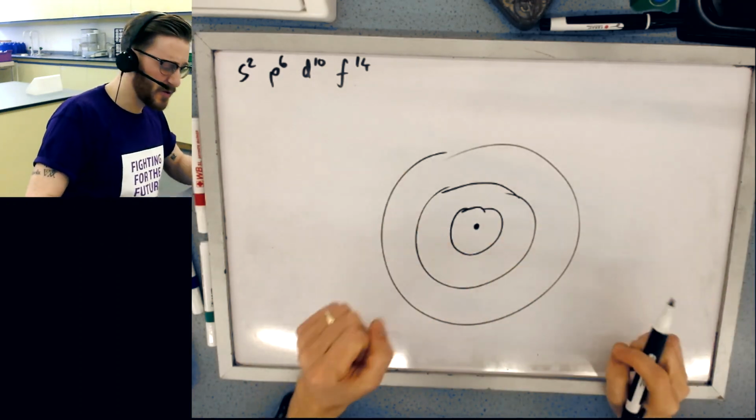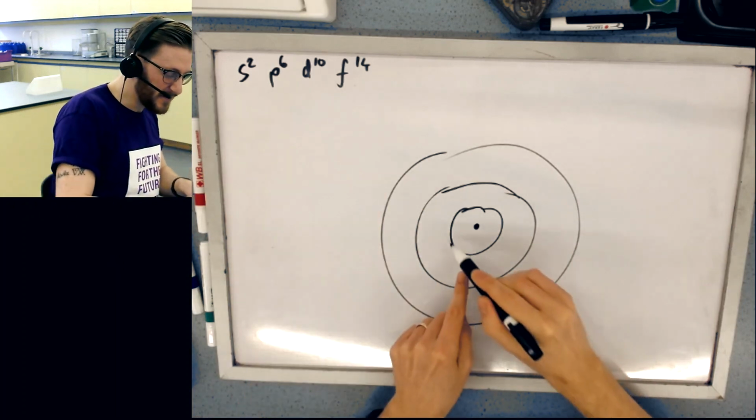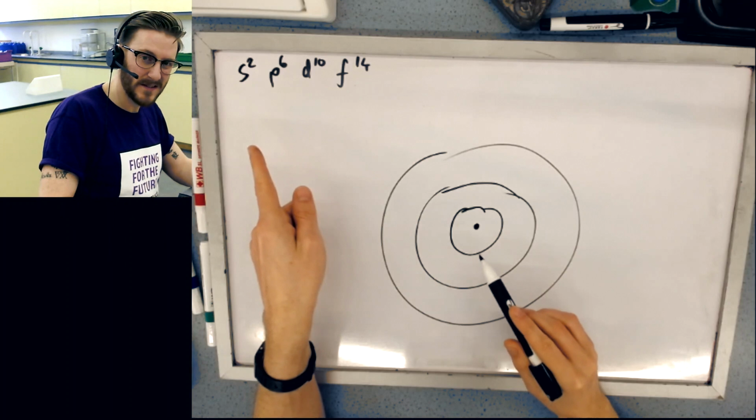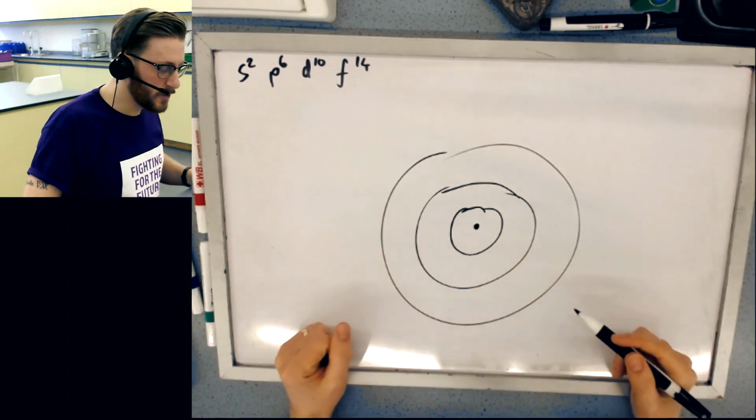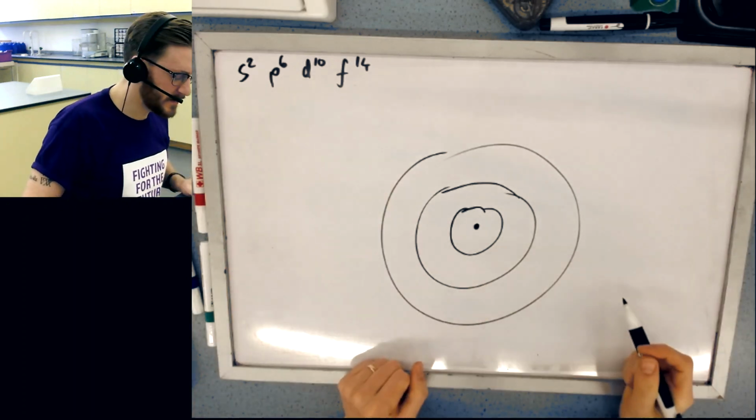And where this gets a little bit more tricky is that not all the layers have all the orbital types. For instance, the first layer only has an s. And where this gets even more tricky is that the order that they fill in is not always obvious, but we'll get to that in a second.